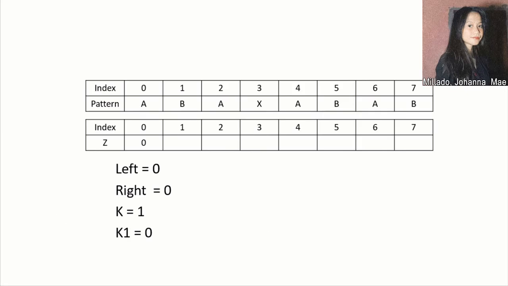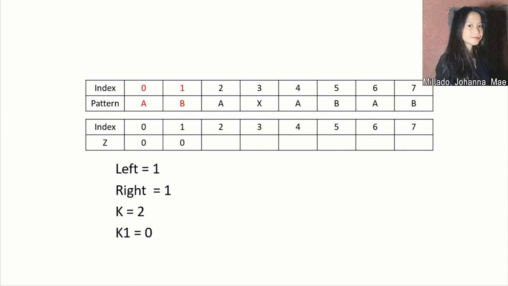We have this pattern here. We are going to start where k equals 1. Since k is greater than right, left and right will become 1. At this point, we will compare right and right minus left. We will compare the value of index 1 and index 0. Since it's not the same, Z of k is right minus left, which is 0. So we put 0 here.